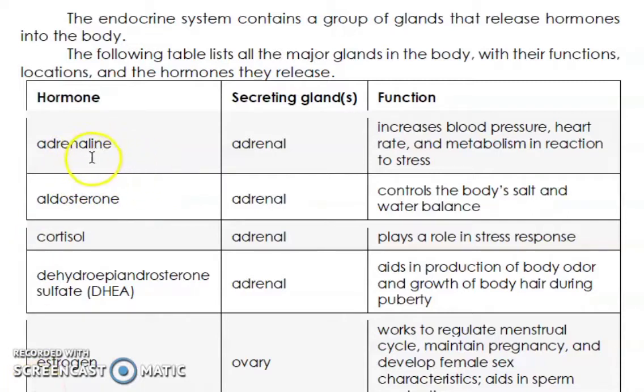Aside from the adrenaline hormone, the following 3 are also located in the adrenal glands just above our kidneys. So our second hormone is aldosterone. It controls the body's salt and water balance. If there's a lack of it or too much of it, the hormone responsible is the aldosterone. Third one is the hormone cortisol. It plays a role in stress response. How? It increases sugar into the bloodstream.